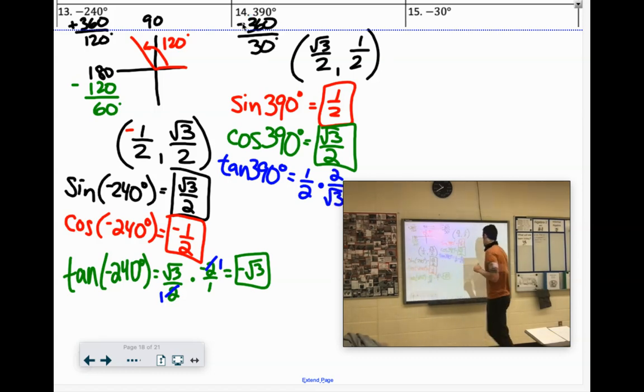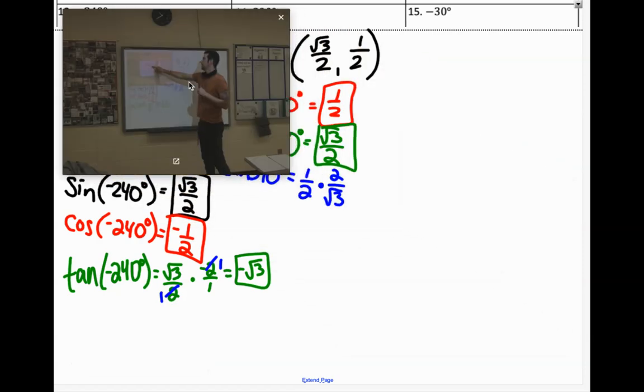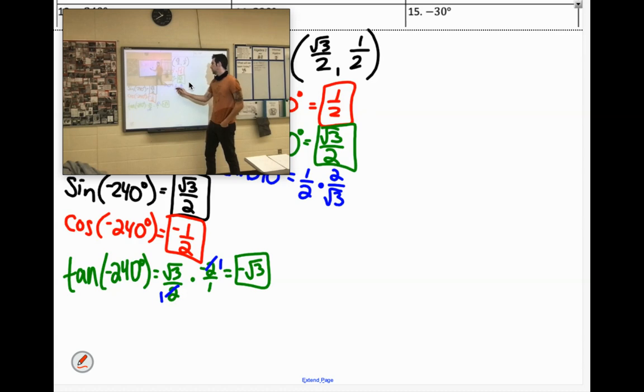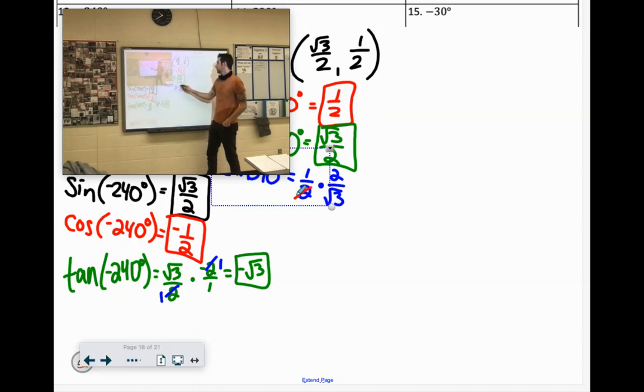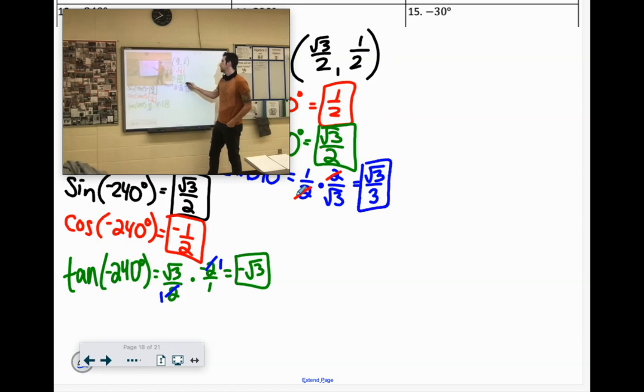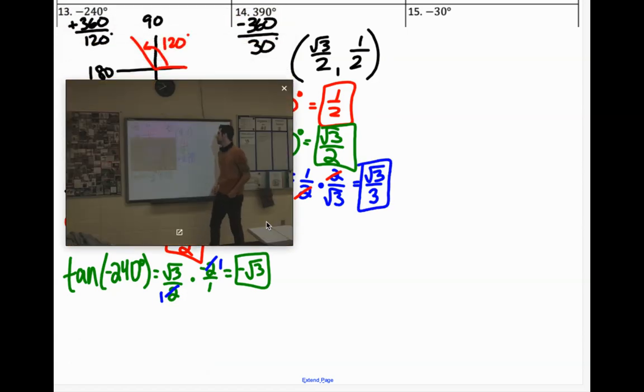I'm going to scooch over here. So let's see what we can simplify. The 2's. And then we're left with 1 over root 3, which we can rationalize. 1 over root 3, you bring the root to the top, and then the bottom just becomes regular 3. So the tangent of 390 came out to root 3 over 3.